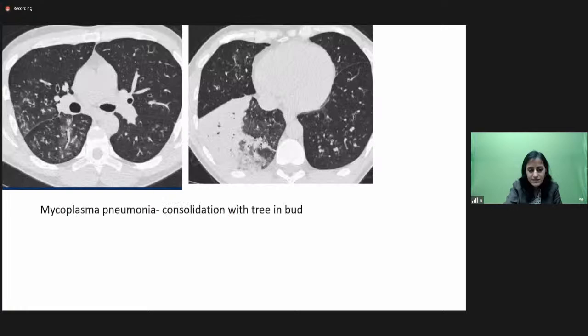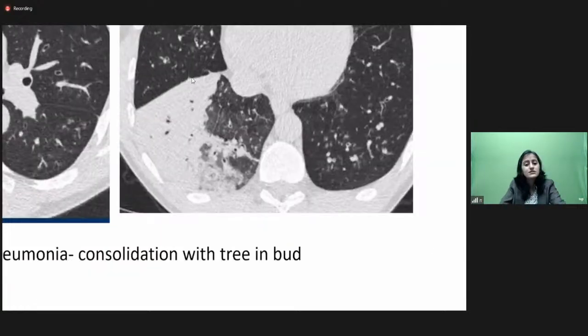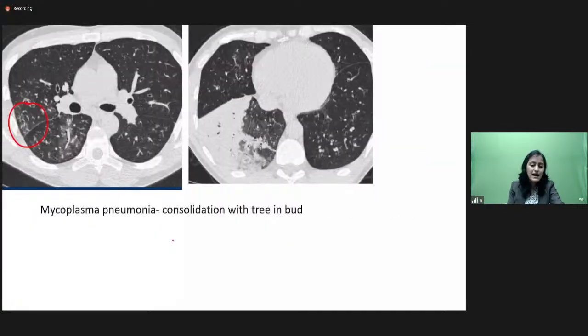This is your, how will you grade this patient as CORADS 1, 2, 3, 4, or 5? Because this is not normal. We are seeing the tree in bud pattern here, right? So you have this again, the branching nodules. We are seeing unilateral consolidation here, generally bilateral. So this comes under your CORADS 2, that is other infections like mycoplasma, something else. This is not COVID.